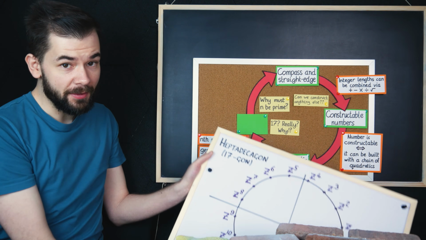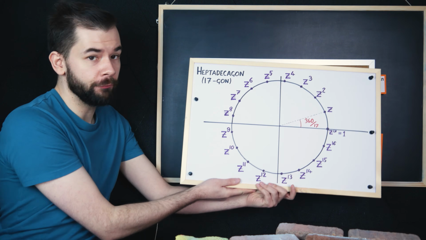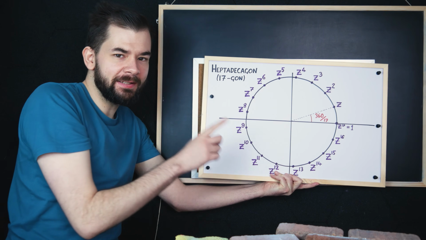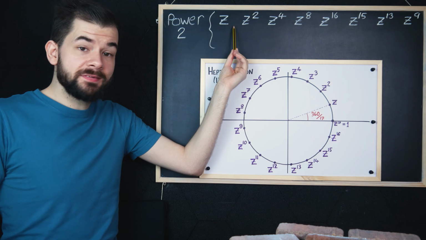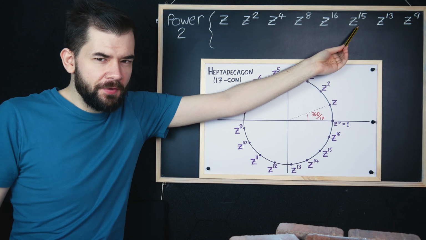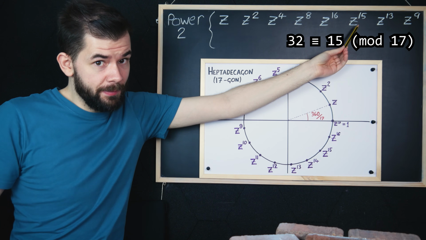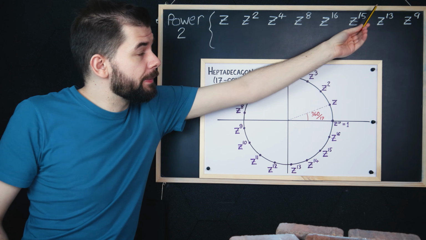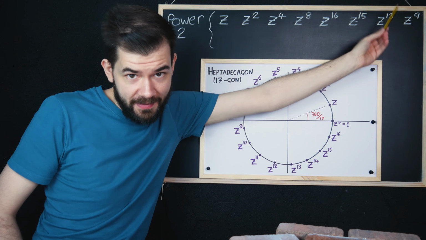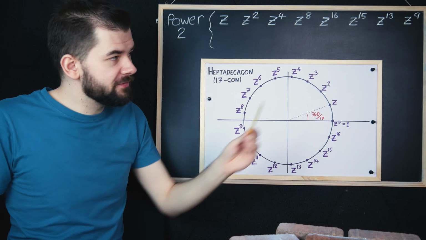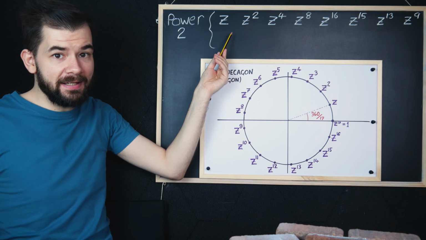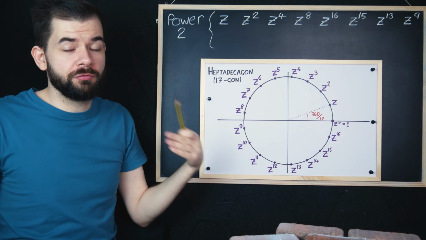So here's what Gauss noticed about splitting up the roots of unity. Start with z, and then repeatedly square it. Generate z, z squared, z to the 4th, z to the 8th, z to the 16th, then z to the power of 32, which remember is the same as z to the power of 15, and then z to the power of 30, which is the same as z to the 13th, then z to the power of 26, which is the same as z to the 9th, and then if we square that, we'll get z to the power of 18, but that's the same as z. So from here, this will just repeat itself.